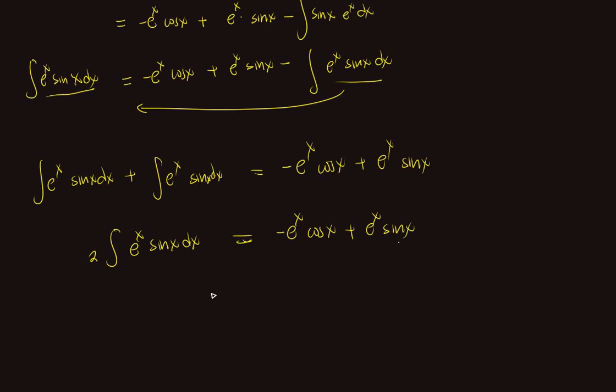Oh, we have to add the plus c. Then we divide by 2 and we will get the integral of e to the x sine of x dx is equal to minus 1/2 e to the x cosine of x plus 1/2 e to the x sine of x plus c. Yeah, and that's it. That's the solution for this integral.